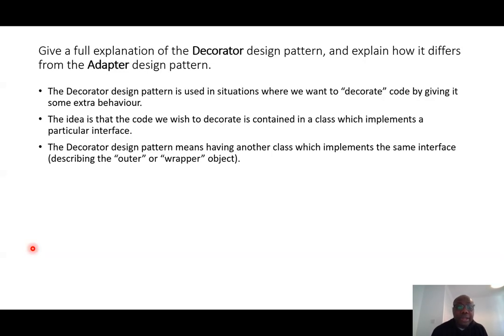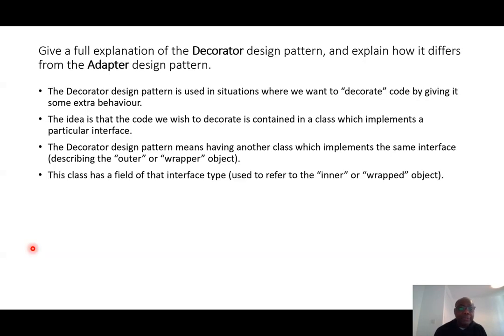So which means the outer is the one that inherits it. This class has a field of that interface type used to refer to the inner or wrapped object. So the class has a field of that interface. So that interface is the one that is wrapped. Okay, so you remember we say a wrapper.